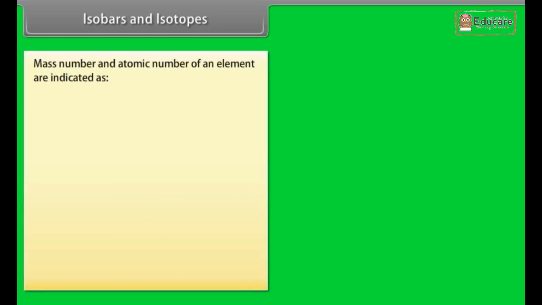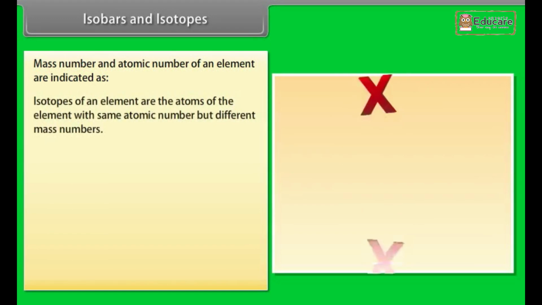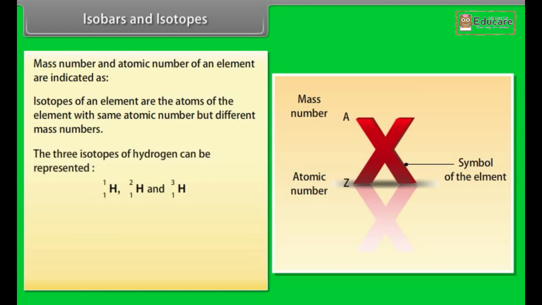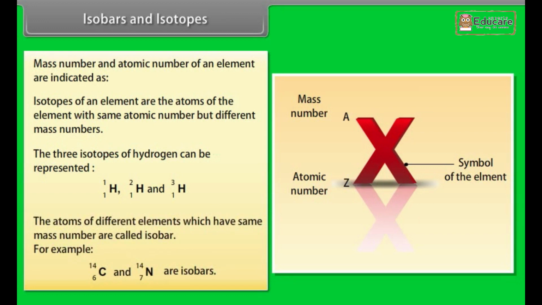Isobars and isotopes. Mass number and atomic number of an element are indicated as shown. Isotopes of an element are the atoms of the element with same atomic number but different mass numbers. The three isotopes of hydrogen can be represented as shown. The atoms of different elements which have same mass number are called isobars.